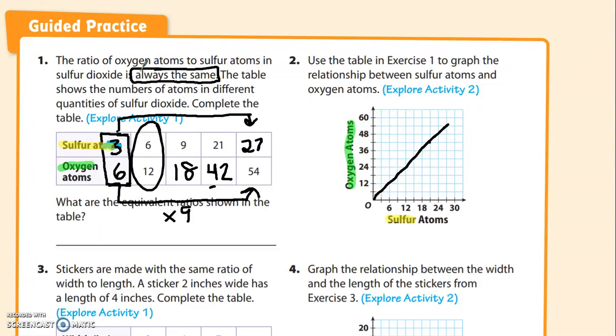Well, I guess I skipped part of number 1. It says, what are the equivalent ratios shown in the table? They're all equivalent to each other. And how do you write this? This is a little bit confusing to explain, but I'll do my best.